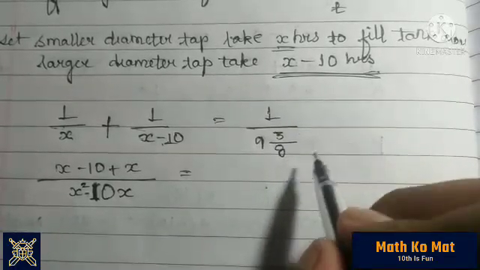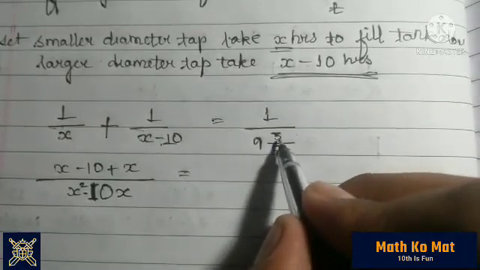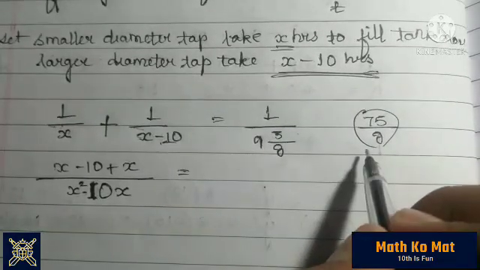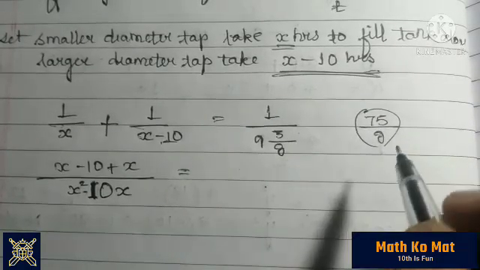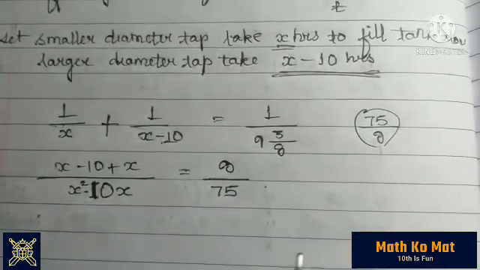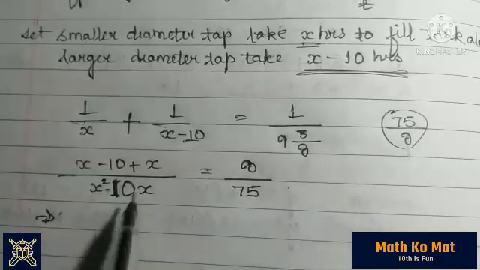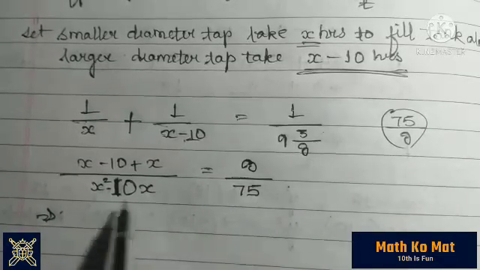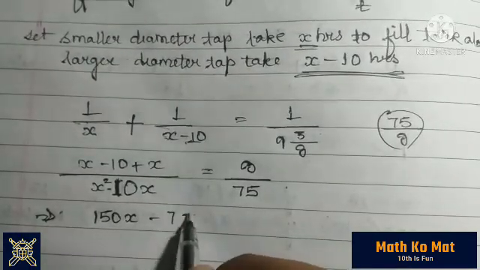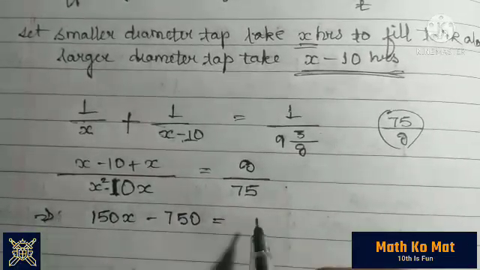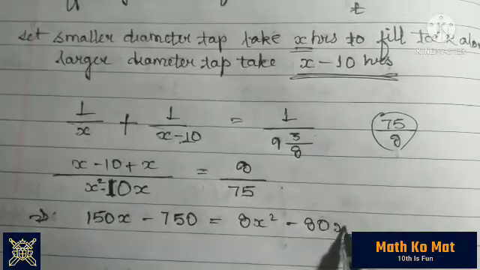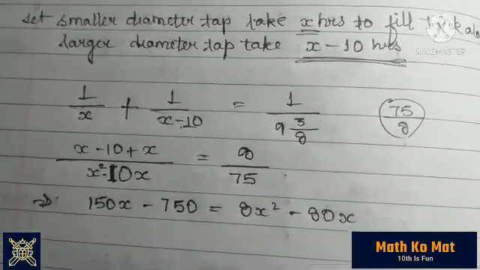3 by 8 hours here means 8 times 9 is 72 plus 3, 75 by 8. So 1 upon 75 by 8. The denominator becomes numerator, numerator becomes denominator, so this is equal to 8 upon 75. Now you just have to do the cross multiplication. This is 2x minus 10. So 75 into 2x gives 150x, and 75 into minus 10 gives minus 750. And here you have 8 into x square, so 8x square, and 8 into minus 10x, so minus 80x. Now you have got your quadratic equation.